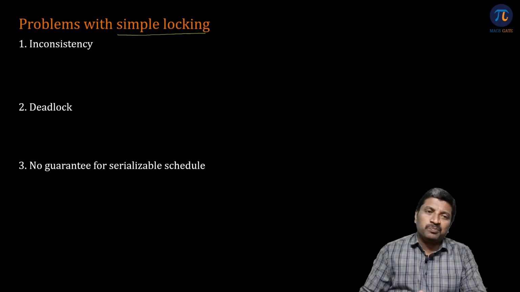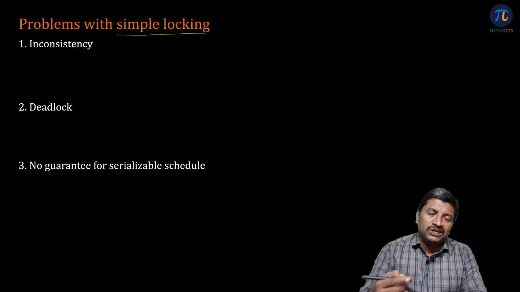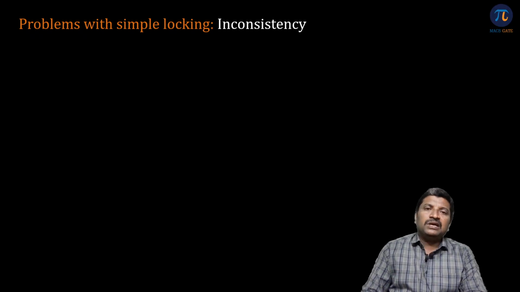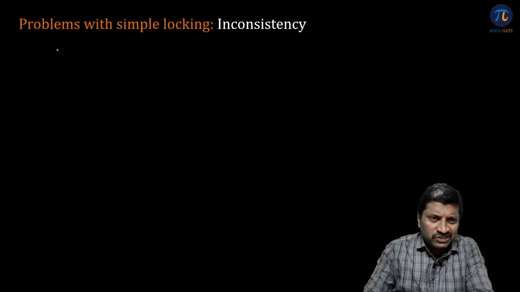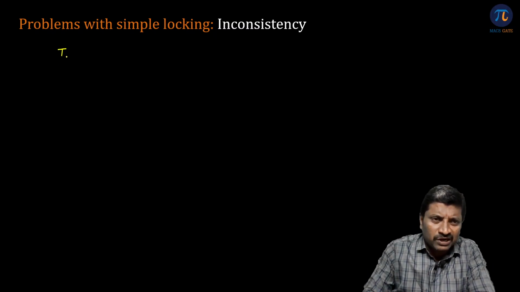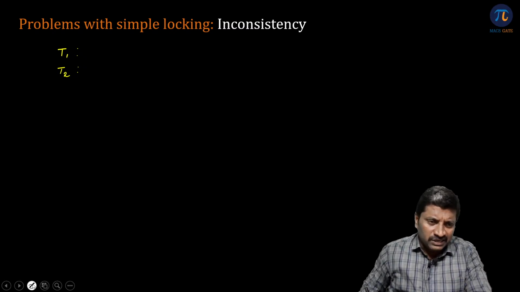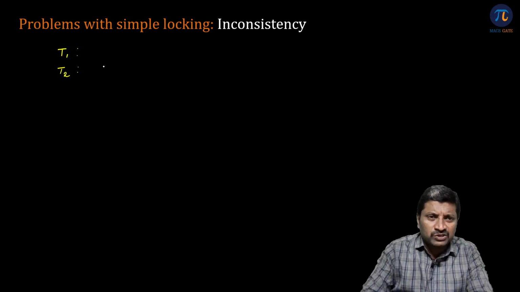Let me give examples for each of these problems. When we follow simple locking protocol, still there is a chance of having these three problems. Let me give one example for each of these problems. Coming to the first one, inconsistency. For example, suppose I have two transactions, T1, T2.